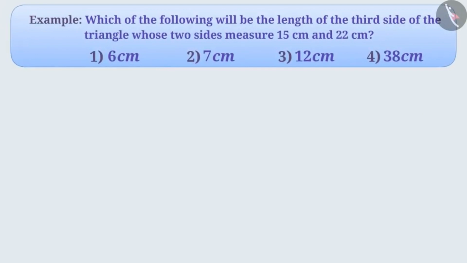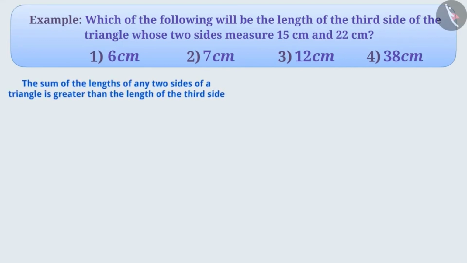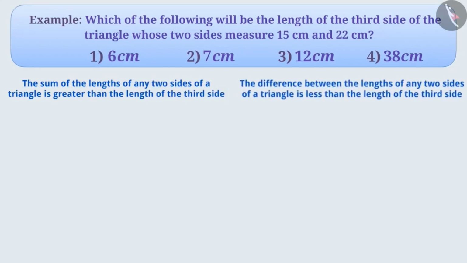Next example. Which of the following will be the length of the third side of the triangle whose two sides measure 15 cm and 22 cm? As you may remember, the sum of the lengths of the two sides of a triangle is greater than the length of the third side. But the difference between the two sides of a triangle is less than the length of the third side.